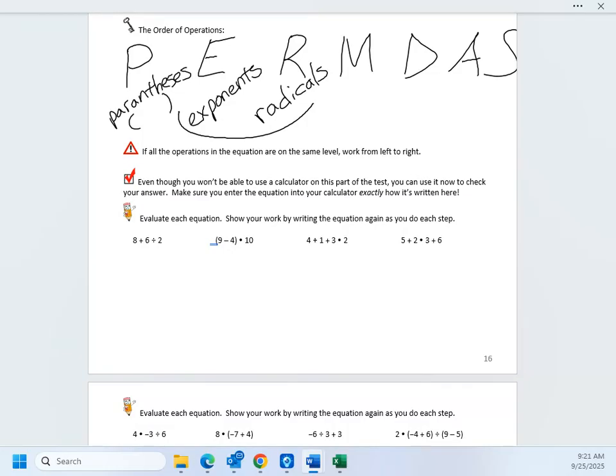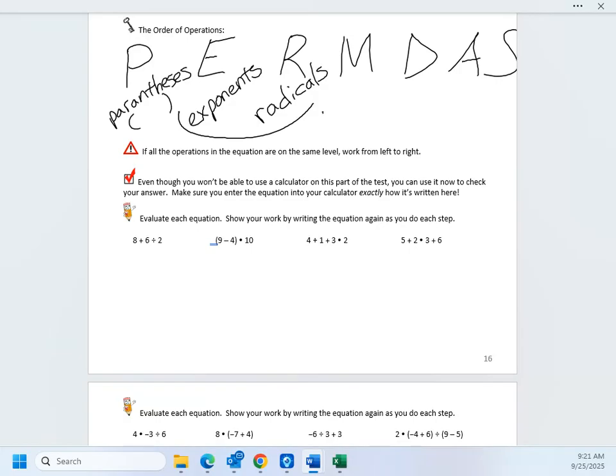It's reading left to right, whichever one comes first you do. So a lot of times people think, well, exponents and radicals, I see exponents is the first word, so I look for any exponents, then I look for any radicals. Nope, it's as you're reading your equation going across, whichever one you hit first, you do first.